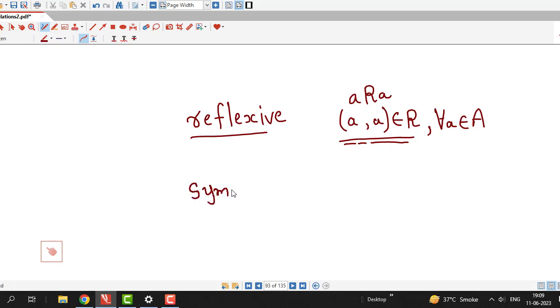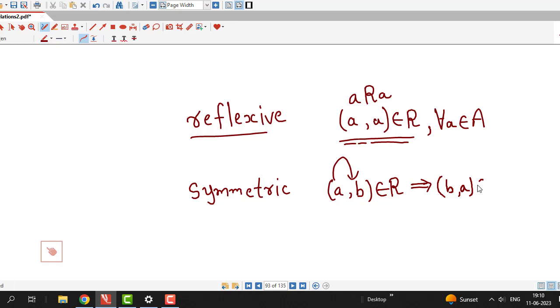The second property we can discuss is the symmetric relation. For a symmetric relation, the condition is that if the ordered pair (a, b) is present in R, then if we reverse the order of elements, the ordered pair (b, a) must also be present in relation R. In other words, if a is related to b, then b must be related to a, for elements a, b in the given set.